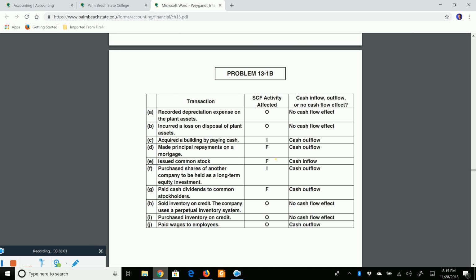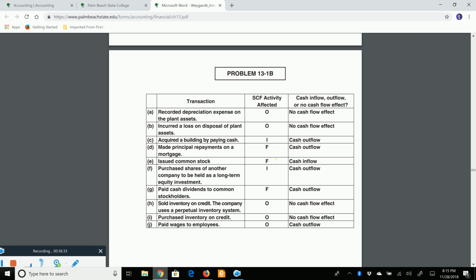Letter H, we sold inventory on credit. So we sold inventory to our customers, but on credit, meaning the customer didn't pay us yet. So we've entered into a receivable. Well, inventory and receivables are both current assets. Current assets are affected in the operating activities section. Letter I, purchased inventory on credit. Once again, operating activity because it's a current asset.